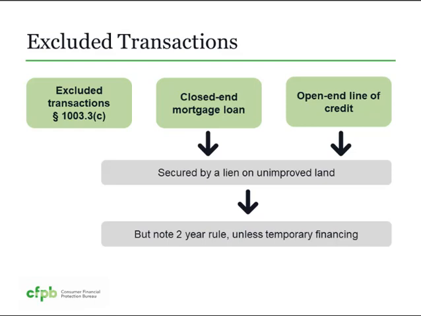For example, if the applicant tells the financial institution that funds from the loan will be used to construct a dwelling on the land within 2 years after closing, then the transaction is reportable in the financial institution's HMDA data if it is otherwise reportable. Note that if the transaction meets another exclusion, such as the temporary financing exclusion under Section 1003.3(c)(3), then the transaction is not reportable.